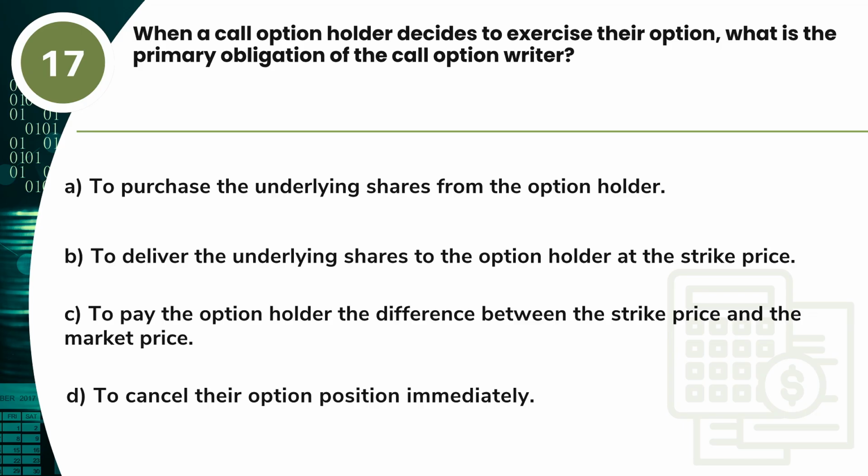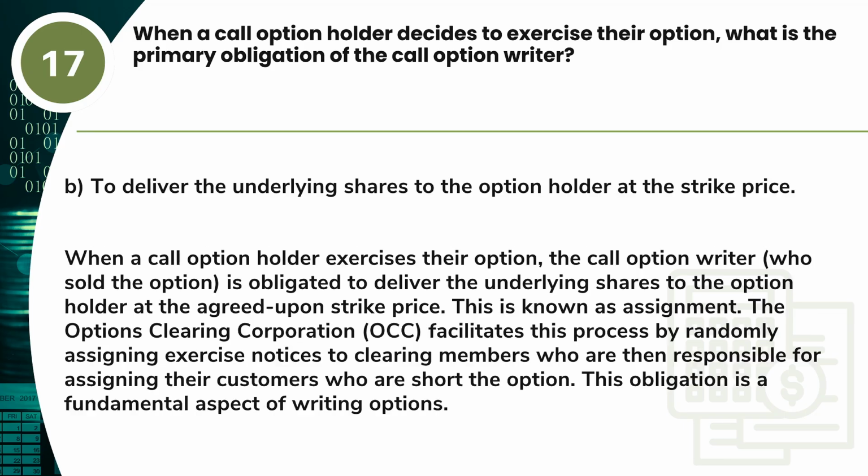A. To purchase the underlying shares from the option holder. B. To deliver the underlying shares to the option holder at the strike price. C. To pay the option holder the difference between the strike price and the market price. D. To cancel their option position immediately. Answer B. To deliver the underlying shares to the option holder at the strike price.